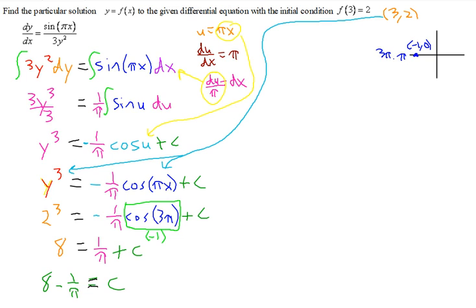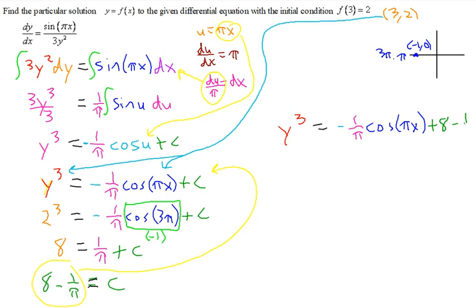All right, so now we know what that constant is. Now we can substitute in right here. So we've almost got it on this one because it's a little easier than the first two because the y is almost by itself already. We get y cubed equals negative 1 over pi cosine of pi x, and then we just figured out c is 8 minus 1 over pi.